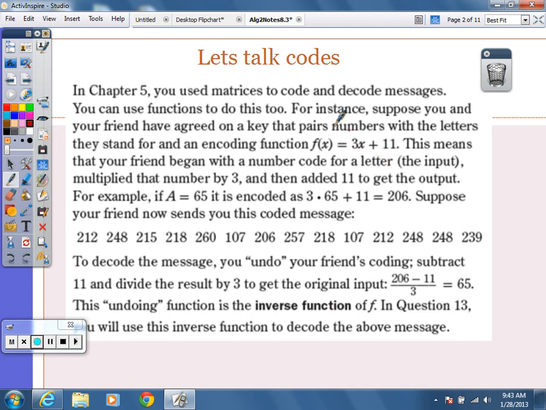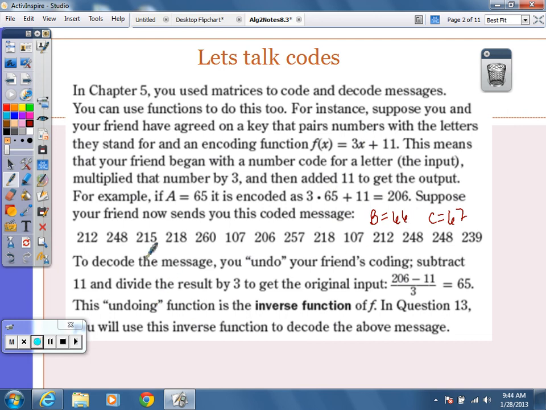But let's say that the code was 3x plus 11, and then each letter of the alphabet stood for a number. For example, if A is 65, then maybe B is 66, C is 67. And then if you had a message, you could plug in 65 here. It'll be 3 times 65 plus 11 is 206, and then they would write 206 down, which is nowhere on here. But if you saw the number 206, you would know that was letter A. And then we could figure out what B is by plugging 66 into this.